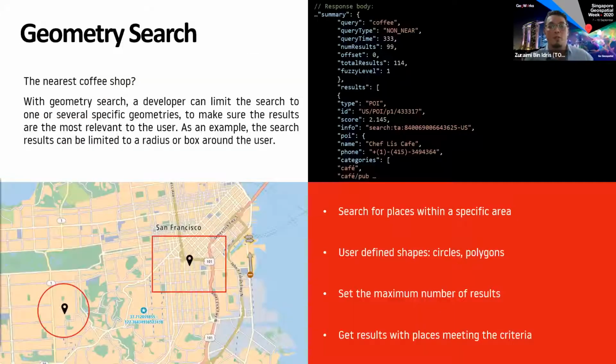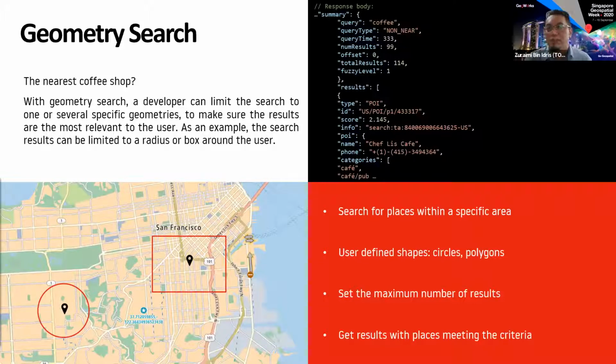Geometry search. So sometimes when you are using navigation, you are thinking, where is the nearest coffee shop? So with geometry search, a developer can limit the search to one or several specific geometries to make sure the results are the most relevant to the user. As an example, the search results can be limited to a radius or a box around the user. So in this case, when the user is at the point, in the center of your radius, it will show up your nearest coffee shop.